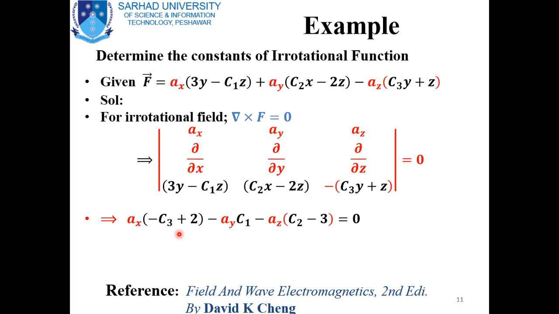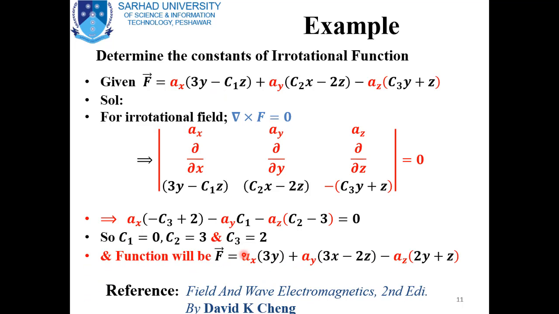So we can obtain c3 is equal to 2, and c1 will be equal to 0 and c2 will be equal to 3. So c1 is equal to 0, c2 is equal to 3, and c3 equal to 2. So these are the constants which appear in the irrotational function.